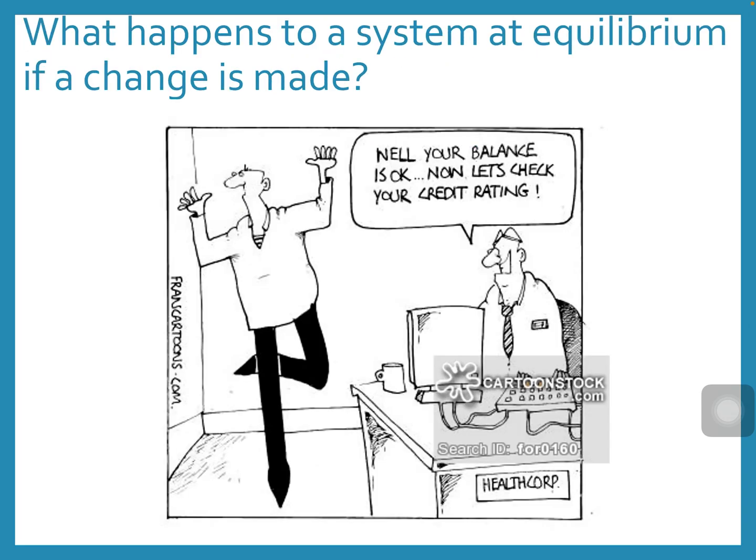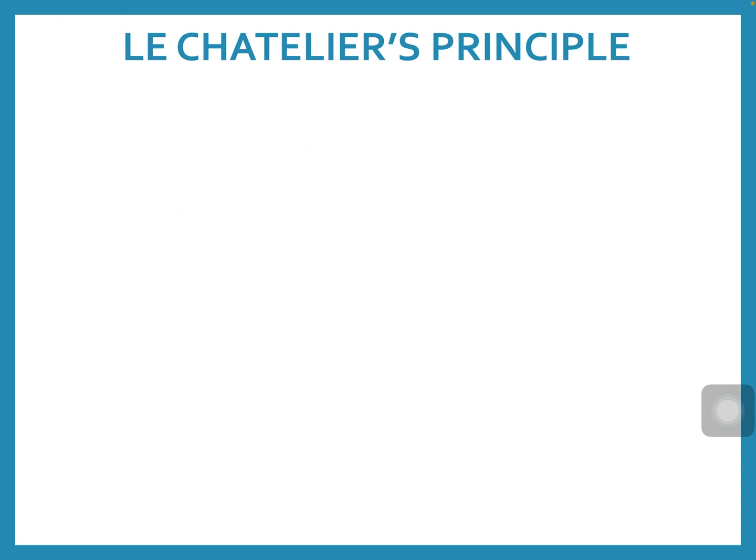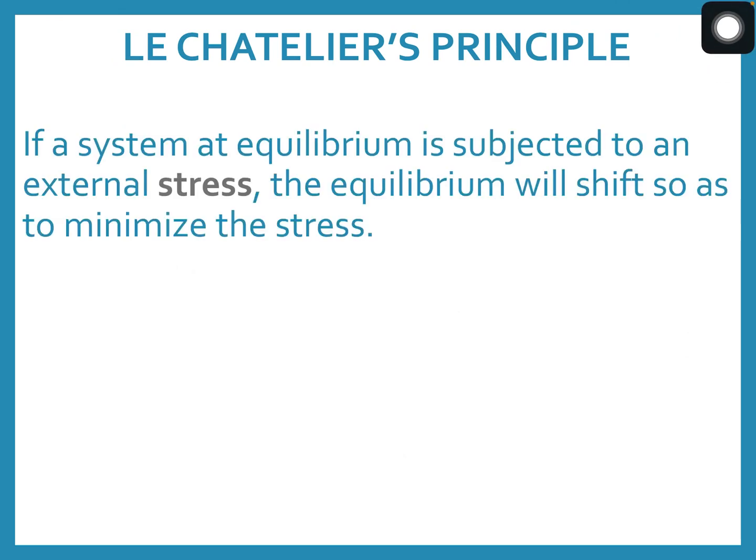Okay, so what about if we actually make some changes to our system? So changing concentration or temperature or pressure or volume. What happens in that case? How does that shift equilibrium? So this is called Le Chatelier's principle, and it is just letting us know that if a system is at equilibrium, but there is some sort of external stress that is applied, then equilibrium is going to shift to minimize that stress.